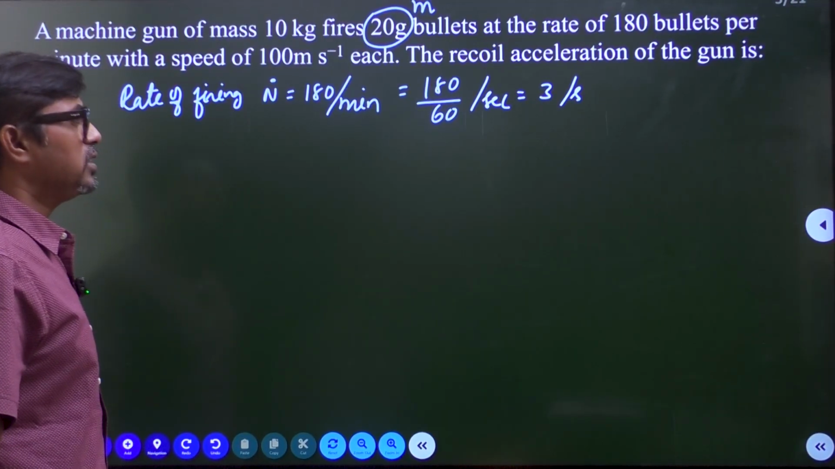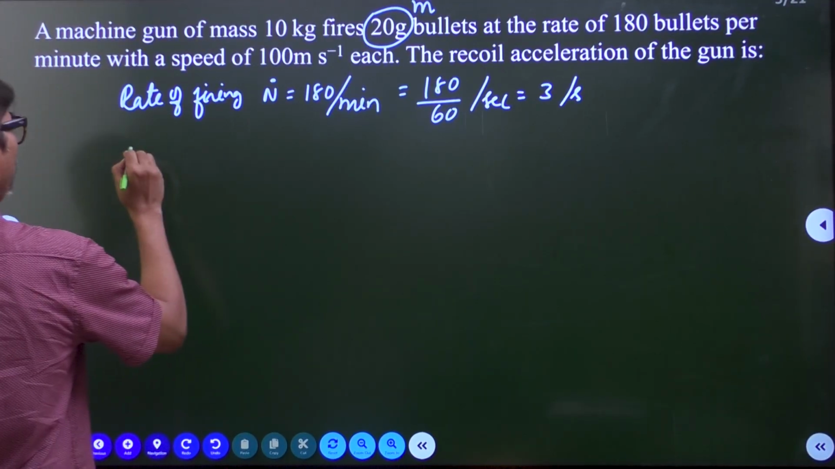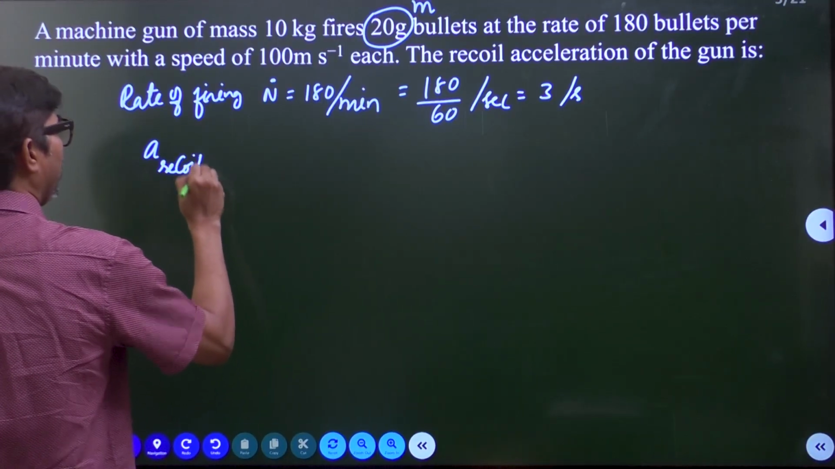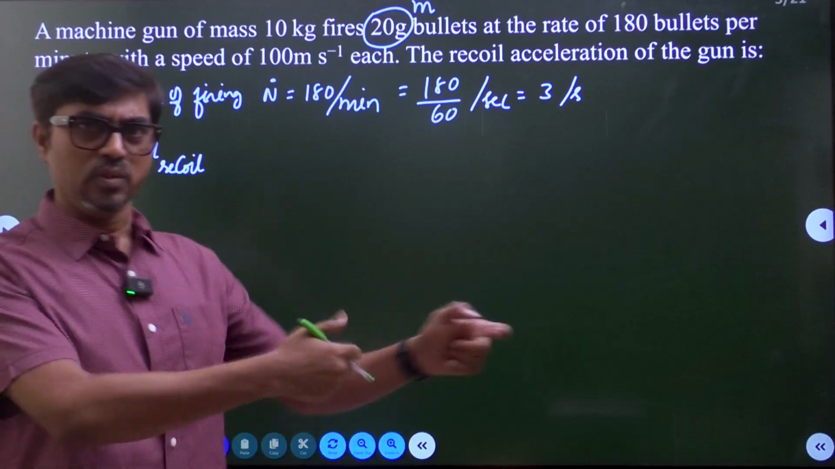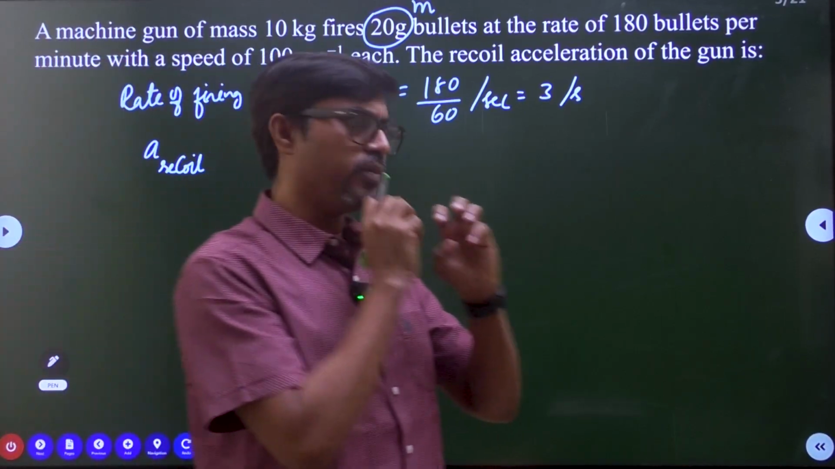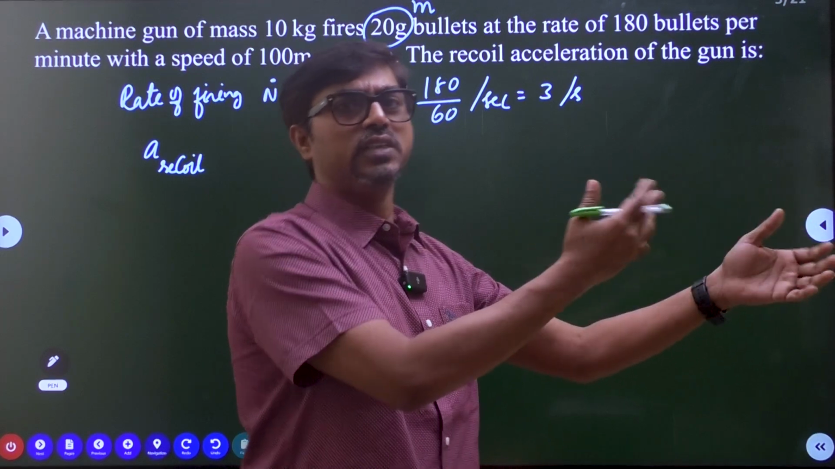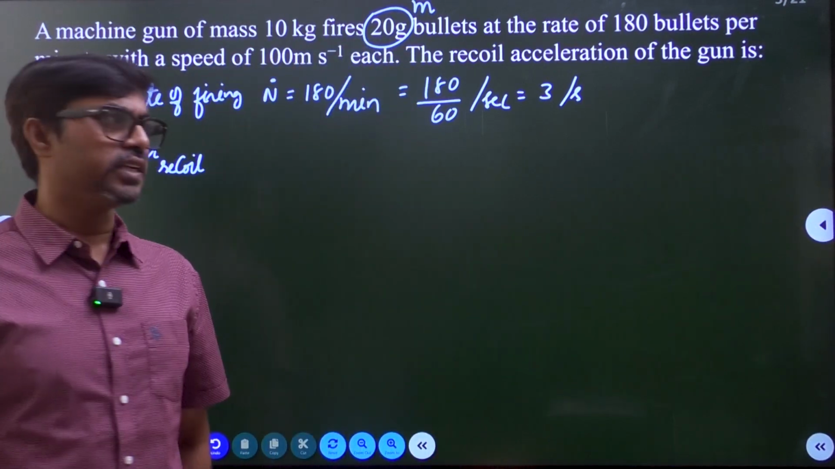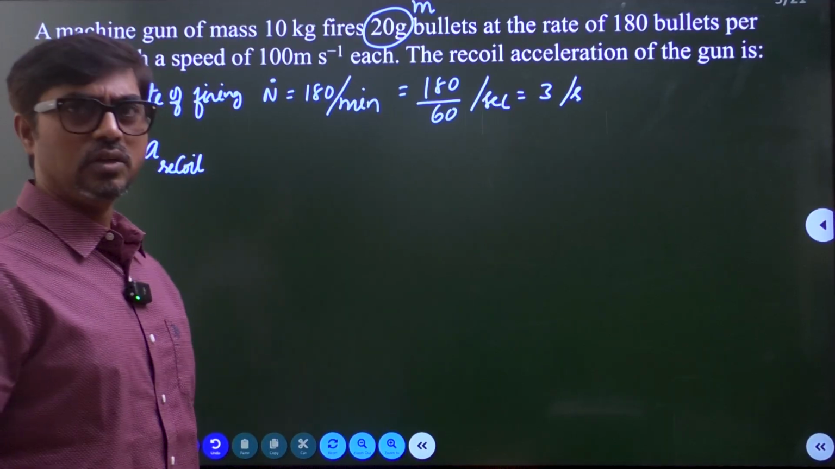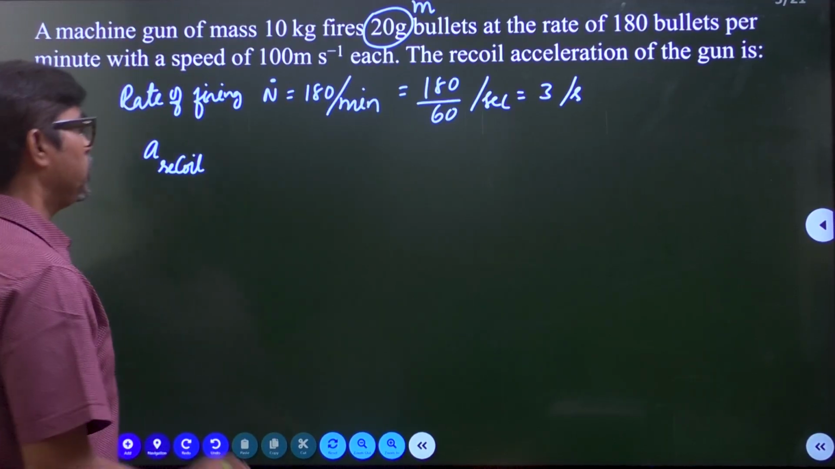Now they're asking for the recoil acceleration. First of all, why would the gun recoil? Because of the back force. Why is it getting back force? Because bullets are getting momentum in the forward direction. Action and reaction: the gun gets a momentum in the opposite direction. So we can simply calculate the force acting on the bullets there. All right, average force.